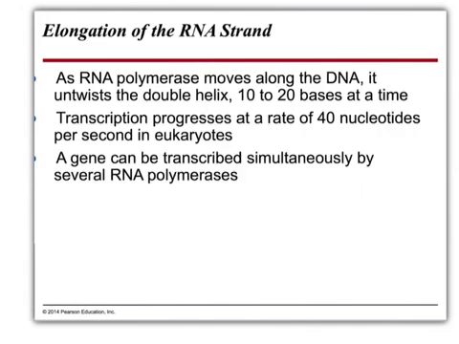Now it begins. RNA polymerase binds to the DNA template strand, recognizes what base is there, and then brings in the correct ribonucleotide. All right? And it will unwind the DNA, recognize, and then bring in the right nucleotide and produce the transcript. All right? So transcription progresses at a rate of about 40 nucleotides per second in eukaryotes.